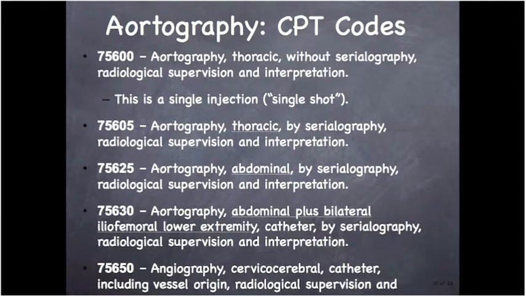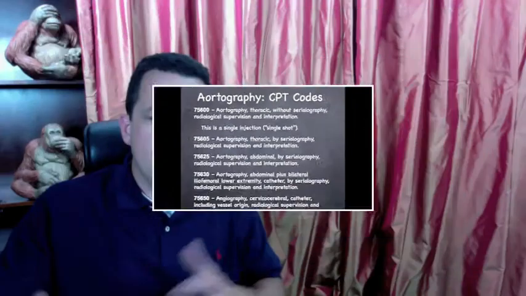The 75625 says we're doing a full diagnostic study of the abdominal aorta, and code 75630 basically says we're doing a bigger study that includes both the abdominal aorta and a bilateral iliofemoral runoff. And all that means, bilateral means we're looking in both legs, and iliofemoral just means that we're looking at the iliac arteries and the femoral arteries. So we have to include both the iliacs and the femorals in the doctor's diagnostic report in order to graduate from a 75625 up to a 75630.